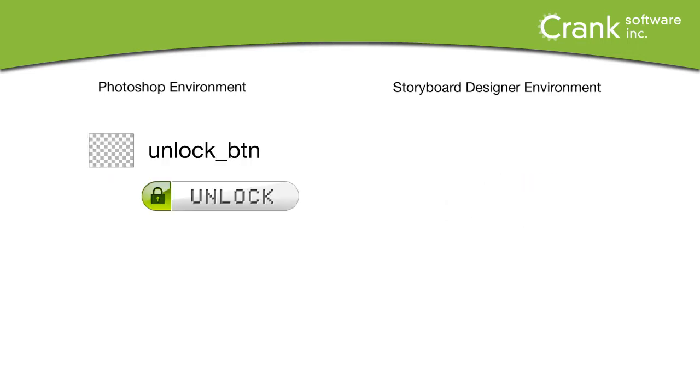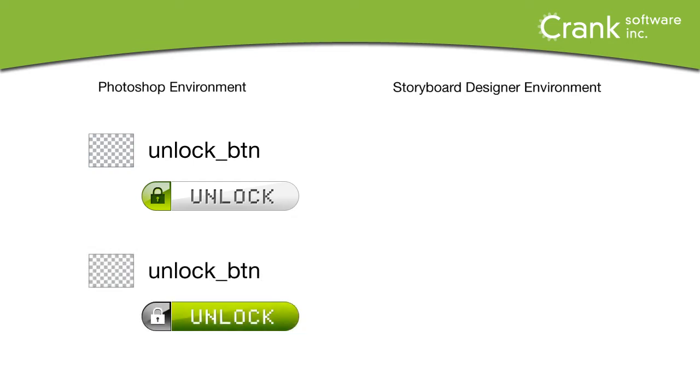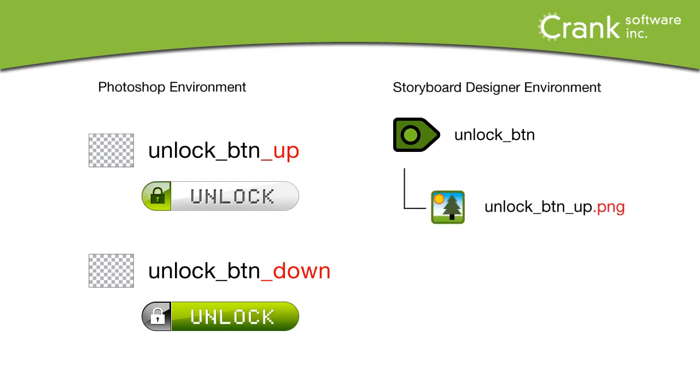Now let's say you had a button and you wanted there to be an image swap when you press the button that lets the user know that the button's been pressed. All you have to do is design the default view of the button, and then on the layer directly below, have the press state of that button ready. In this example, if you take the layer unlock_btn and then add _up to the name, then on the layer below add _down to the pressed view of the layer, Storyboard is going to make one control out of these two Photoshop layers.